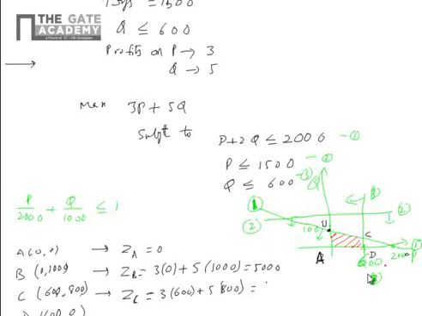Small correction here, P is less than 1500, not 600. So here the x-axis is 1500. P is less than 1500. This one is equation 3.